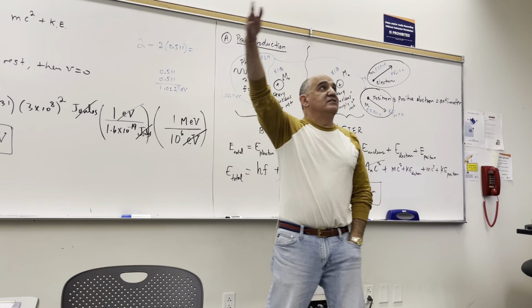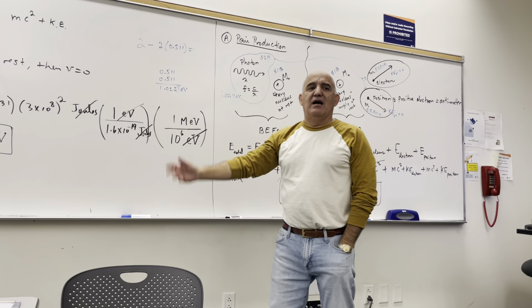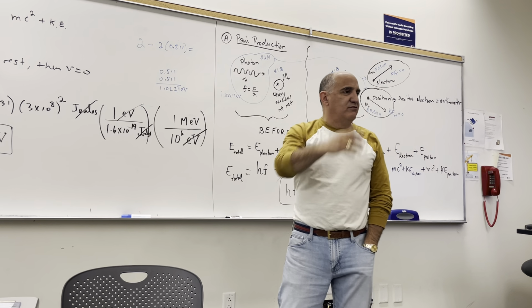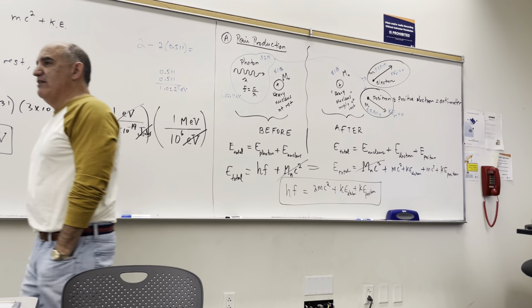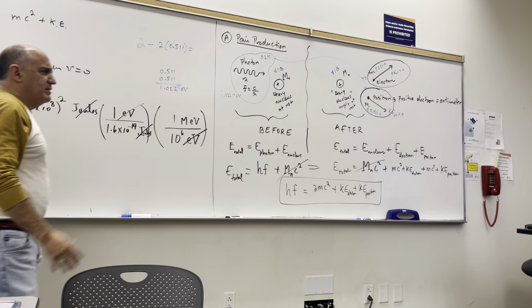So that's why these sources of light don't produce electron, anti-electron pairs in this room, in our vicinity. They need to be very, very energetic photons, gamma rays. But that's all there is.